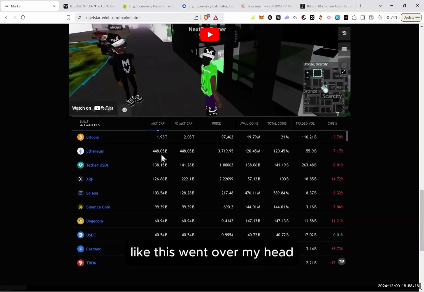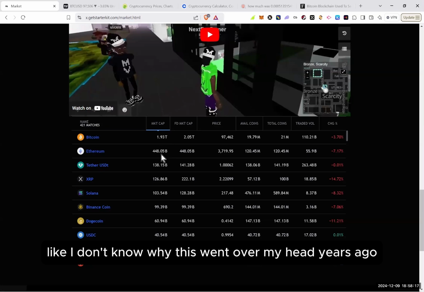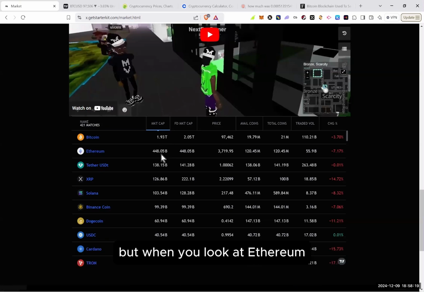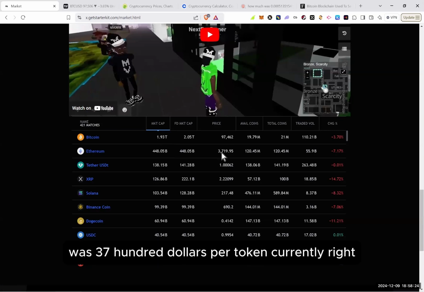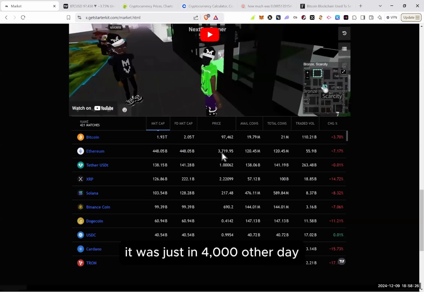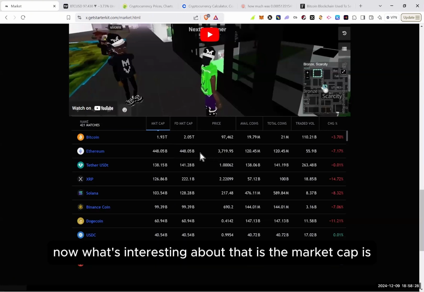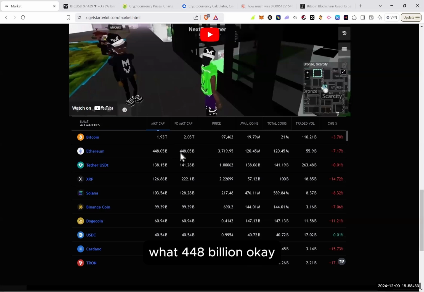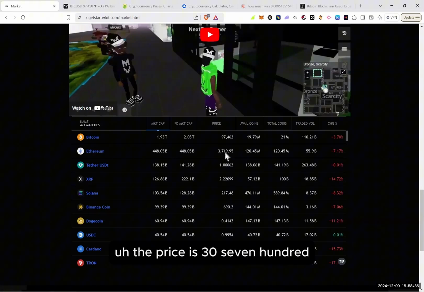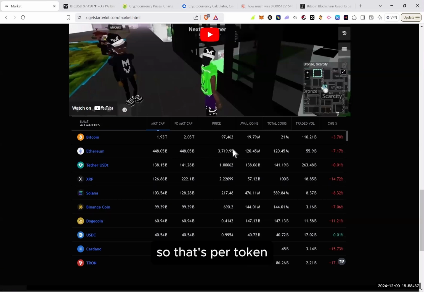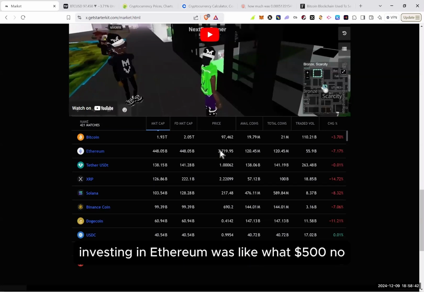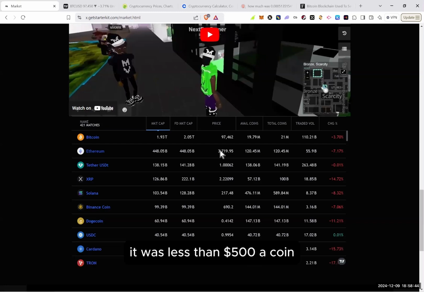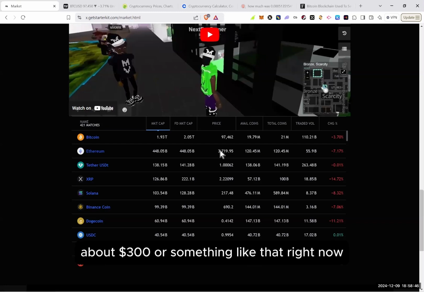Now I'm going to show y'all something. I was just discussing this with my homie the other day, and a lot of us didn't know. This went over my head years ago. Ethereum is $3,700 per token currently, right? It was just at 4,000 the other day. The market cap is 448 billion. When I first started investing in Ethereum, it was less than $500 a coin, about $300 or something like that.